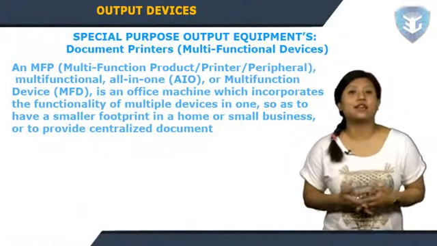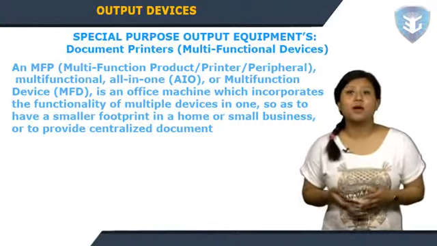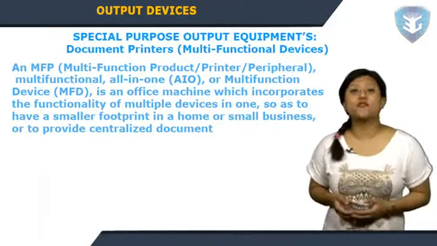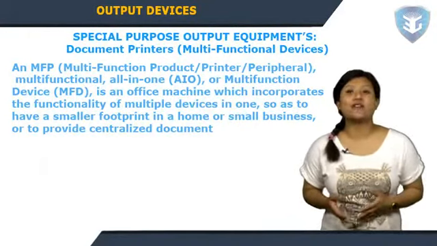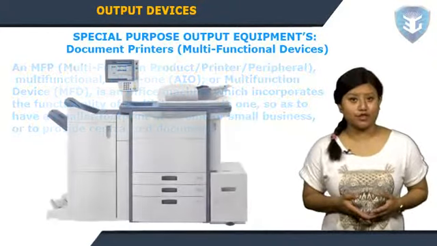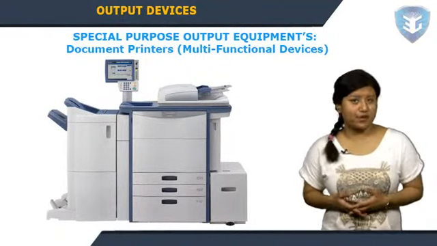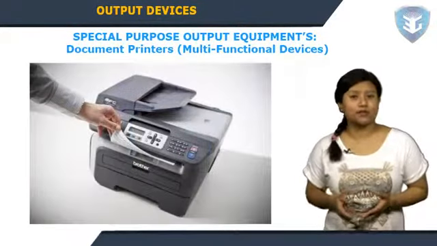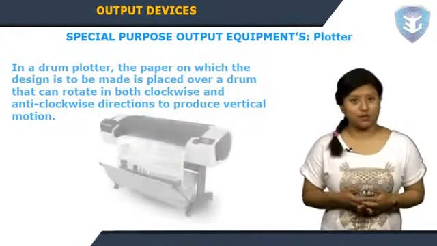Special purpose output equipments. Document printers or multifunctional devices. An MFP, a multifunction product, printer peripheral, multifunctional, all-in-one (AIO), or a multifunction device (MFD), is an office machine which incorporates the functionality of multiple devices in one, so as to have a smaller footprint in a home or small business, or to provide centralized document management, distribution, and production in a large office setting. A typical MFP may act as a combination of some or all of the following devices: printer, scanner, photocopier, fax, email.